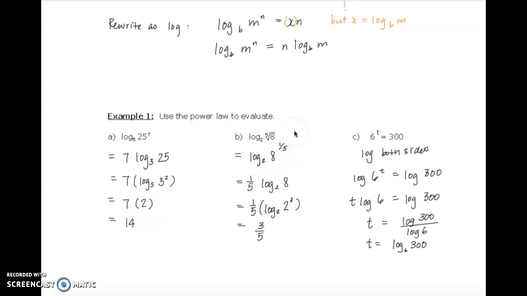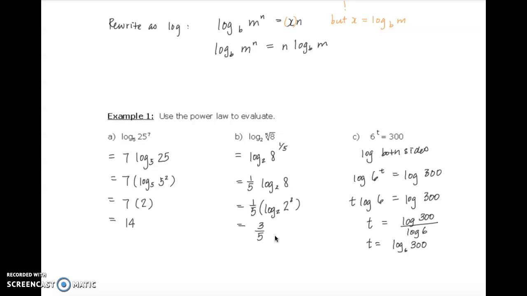Now I have log of the fifth root of 8 base 2. The fifth root of 8 can be written as 8 to the power of 1 over 5. So now 1 over 5 can be written in front of log 8 base 2. 8 is 2 to the power of 3. So now I have 1/5 times 3, which is 3 over 5.